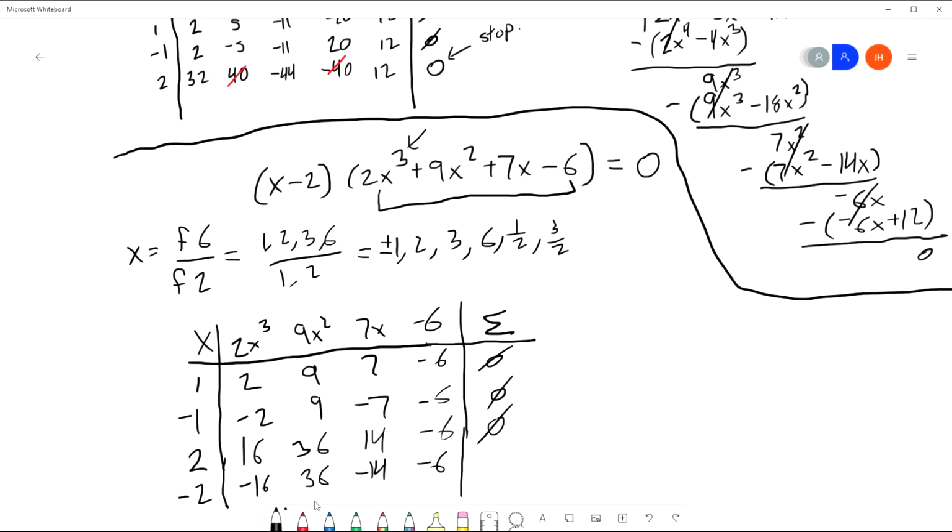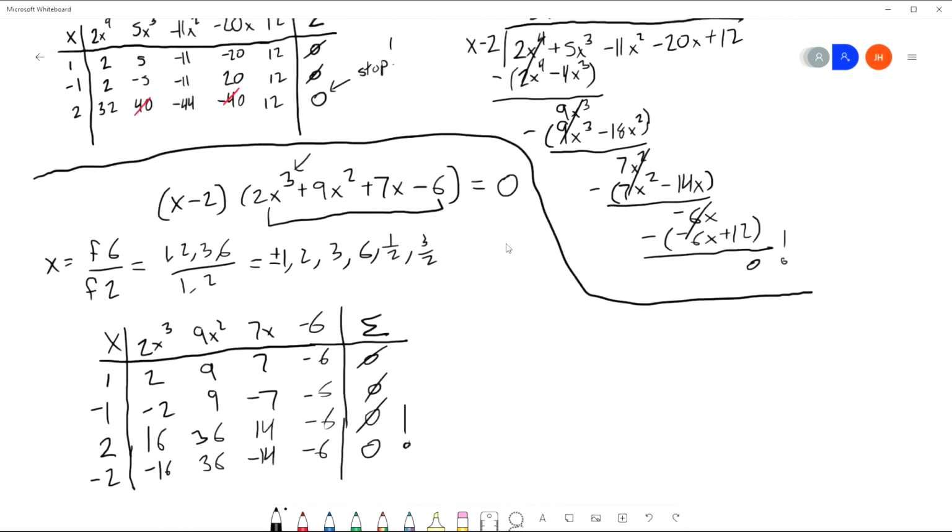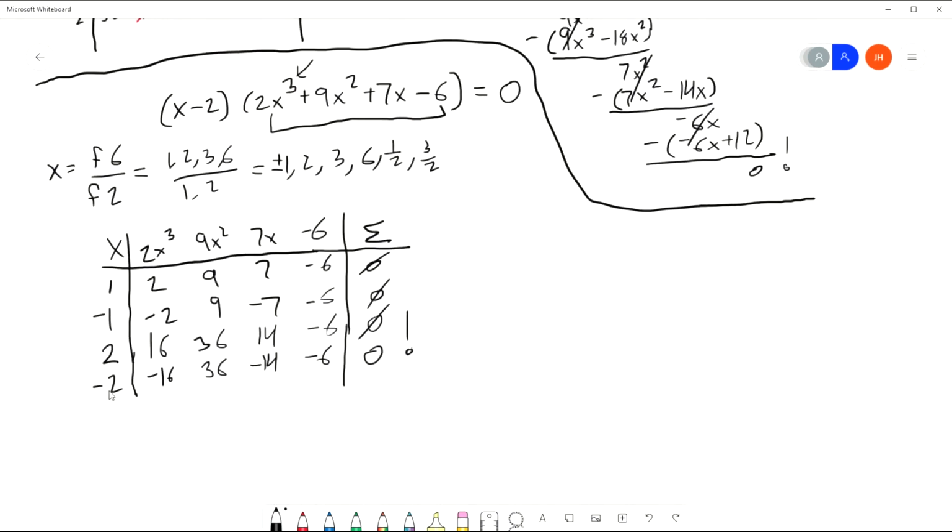Let's see. Does this equal 0? Negative 16, negative 14 is negative 30. Minus 6 is negative 36. It is 0. Nice. All right. So let's factor it, y'all. What do we do to factor it? We do the division. What is my factor?